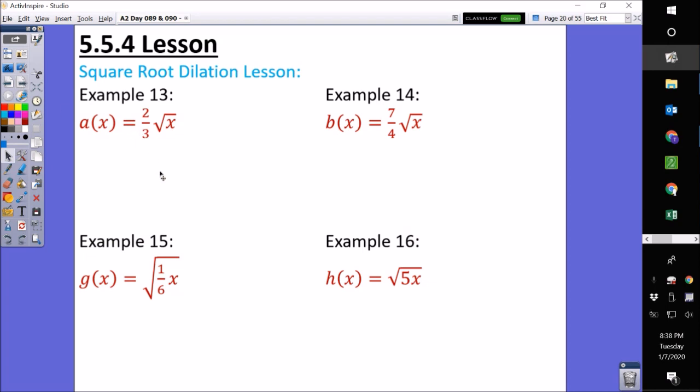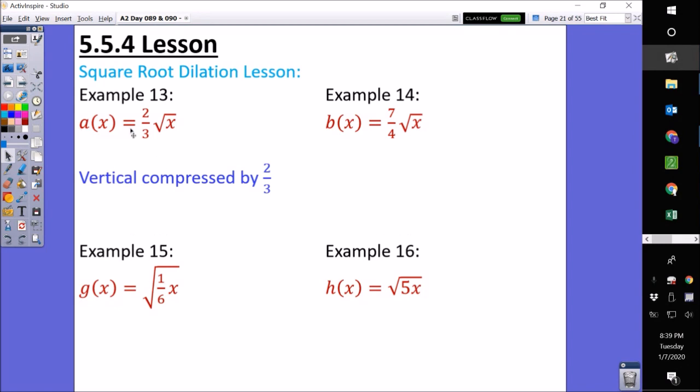Moving on to example 13, we have a of x equals 2/3 times the square root of x. Here you can clearly see that the 2/3 is outside, so it's going to be a vertical dilation. Looking closely, the top number is less than the bottom number. Since the numerator is less than the denominator, it's less than 1. So this one will be a vertical compressed by 2 over 3. Vertical for being outside, compressed since it's less than 1, and then by 2 over 3.